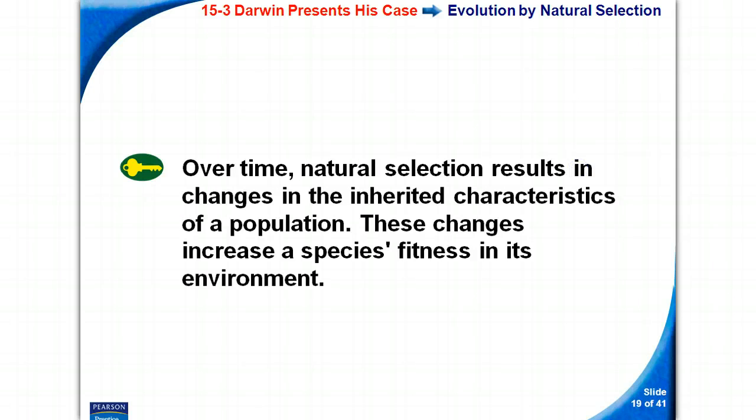Key concept number 3. Over time, natural selection results in... No, this is the answer to key concept number 2. Over time, natural selection results in changes in the inherited characteristics of a population. These changes increase a species' fitness in its environment.